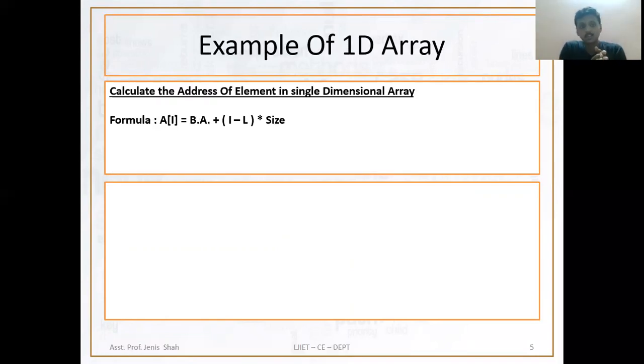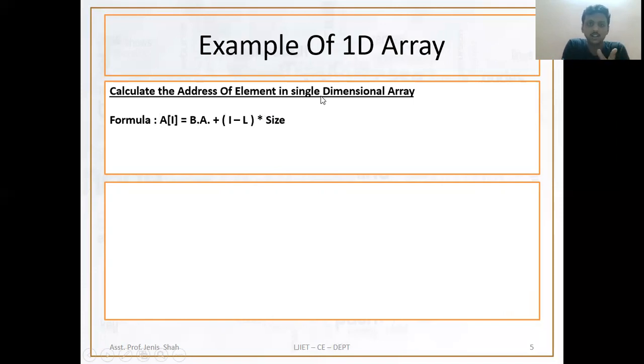The question is, calculate the address of an element in a single dimensional array. Okay, fine. It is very easy to calculate it. How? With the formula. The formula is given on the screen. See, the formula is A of I is equal to BA plus (I minus L) star size. Star stands for multiplication. Multiply by size. So what is A, BA, I, L?